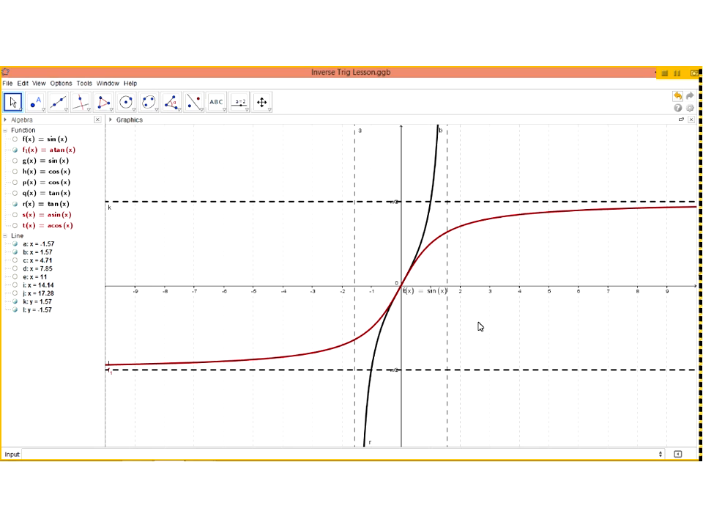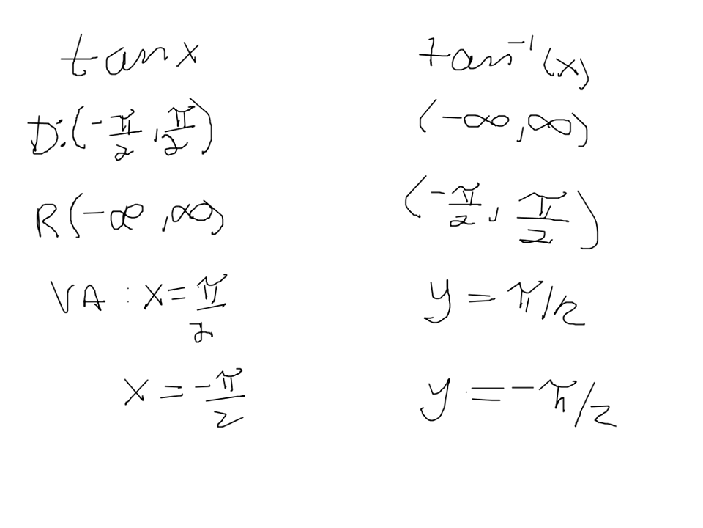And so we see how this is arctangent and this is tangent. I can turn off the tangent and its vertical asymptotes, and we see inverse tangent. So that's what inverse tangent looks like. Again, it's only going to give you values in the first and fourth quadrant. Okay, and that's all I'm going to put on this one. I'm going to make another one for the rest of it.